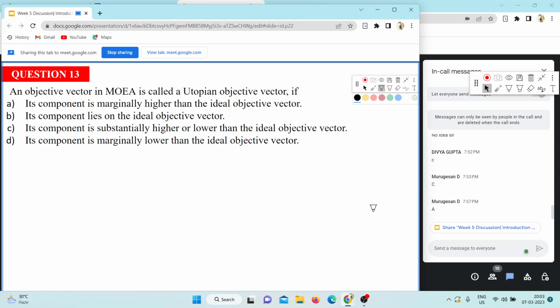An objective vector in MOEA is called a utopian objective vector if: A, its component is marginally higher than the ideal objective vector; B, its component lies on the ideal objective vector; C, its component is substantially higher or lower than the ideal objective vector; and D, its component is marginally lower than the ideal objective vector.